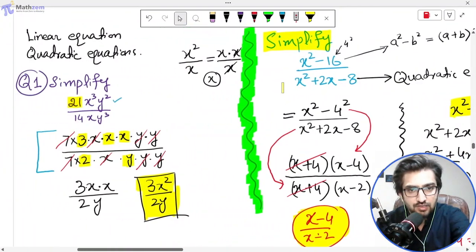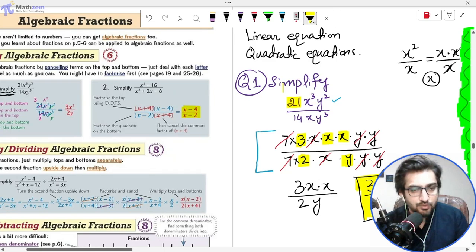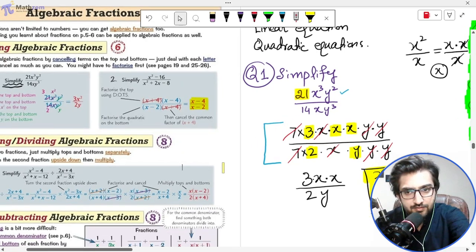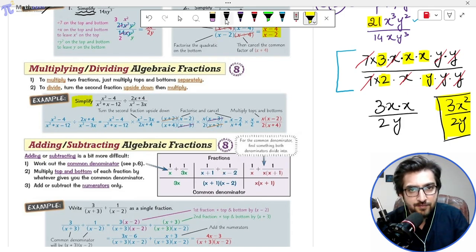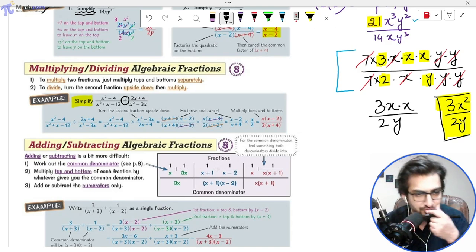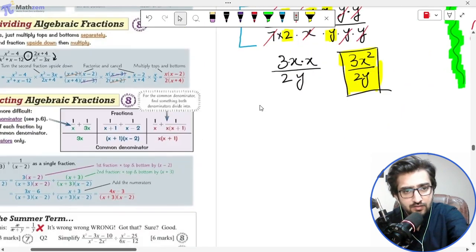Let me show you in the book. Check that x minus 4 divided by x minus 2 is the answer. Now let's solve the next question. It says simplify, and there is a division sign in the middle. This is a new type of question. Whenever there is a division sign and two algebraic fractions are given, how do we solve the question? Let's do that one.